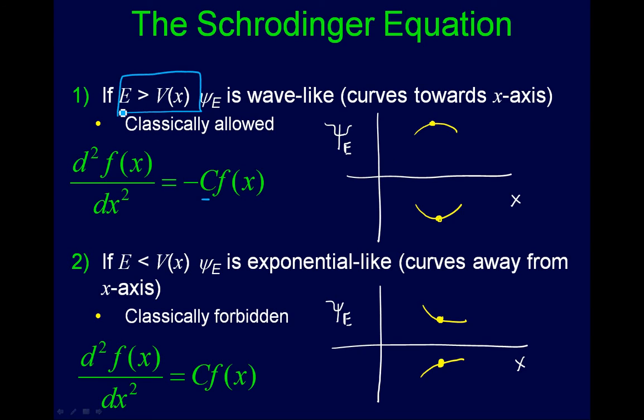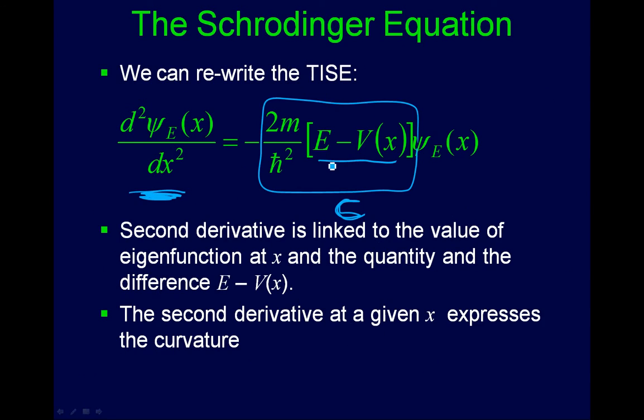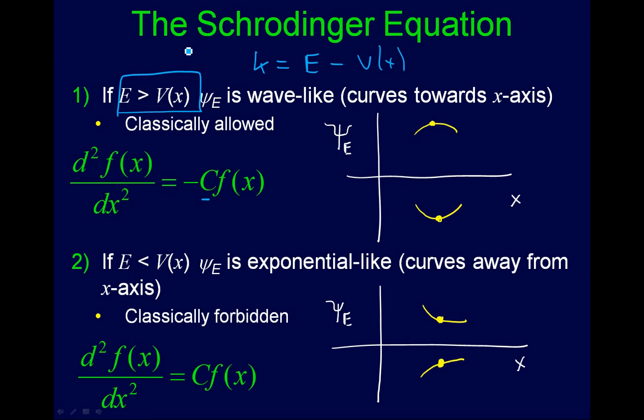All right, so say E is greater than V of x, and let's look at this real quick. Kinetic energy is E minus V of x. So if the energy is greater than V of x, then this is a positive term in here. That's positive, and so here's a negative, and so it'll end up being the negative c. If this is true, we're going to have the negative c times f of x, which means we're going to have wave-like solutions.